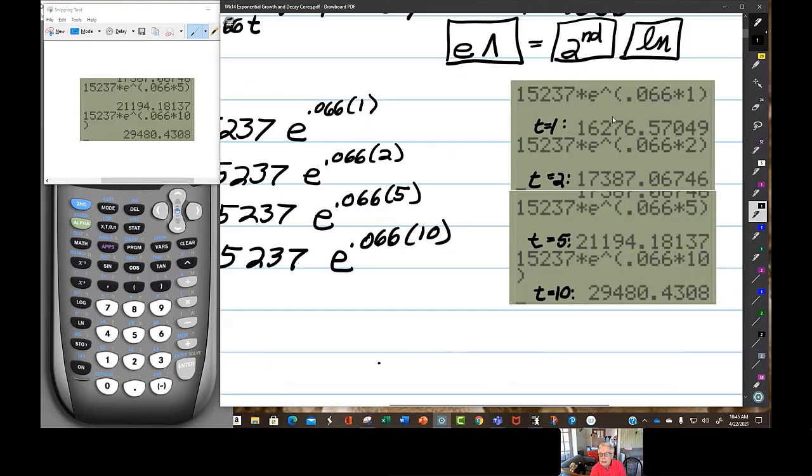Okay, well, in this first answer, that's easy. The first two decimal places are followed by a zero. That's not going to round anything up. For t equals 2, we're going to have 17,387 and 06 cents, but the third decimal place is a 7, and that will round this 6 up to a 7.